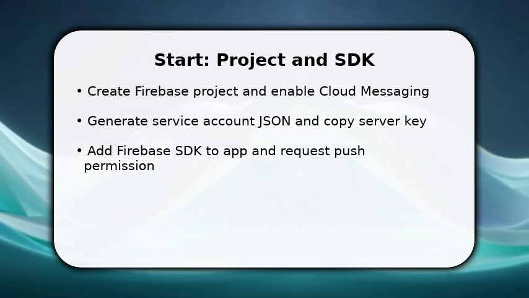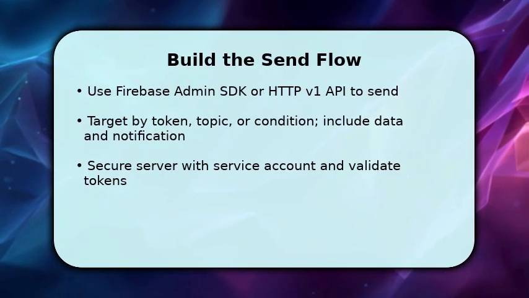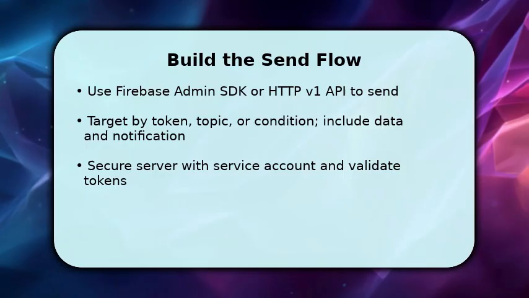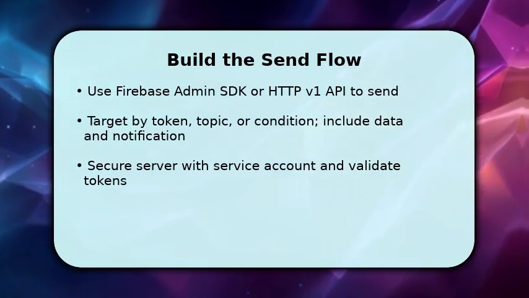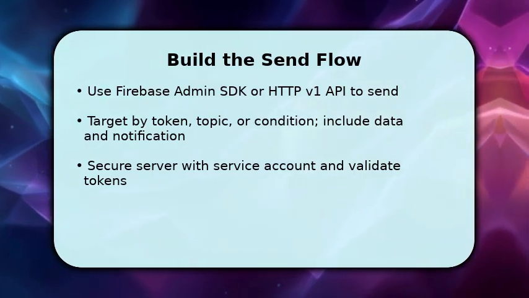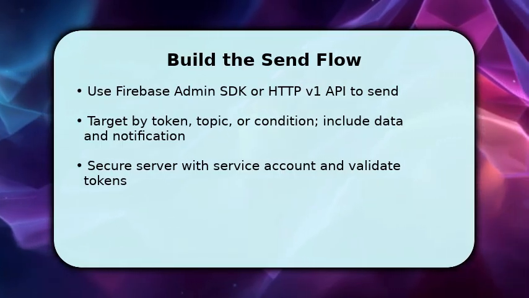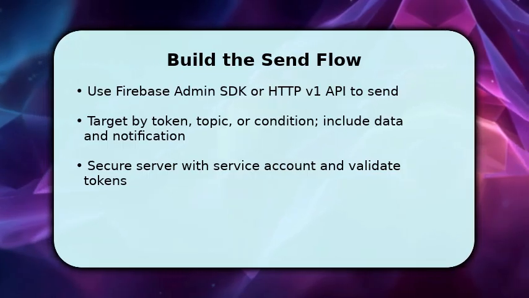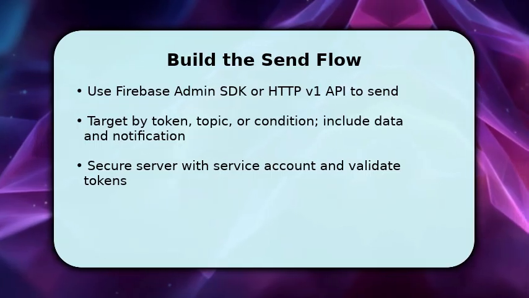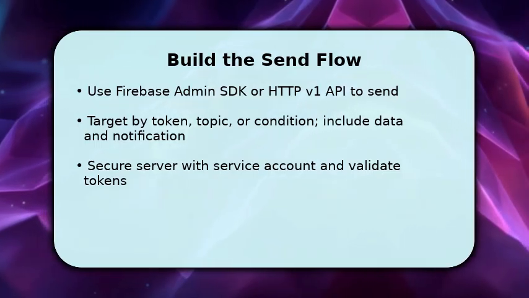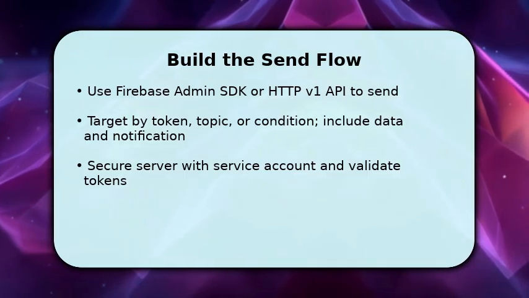Now you build the sending flow on your server using the Firebase Admin SDK or the HTTP v1 API. Choose one method and stick with it. Use the service account JSON to authenticate, then construct a payload that separates notification, title/body, from data key-value pairs. Target recipients by device token, topic subscription, or condition. Make sure to handle responses, retry on transient errors, delete invalid tokens, and log failures.